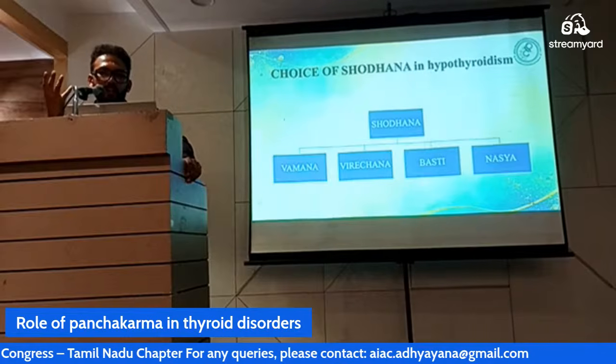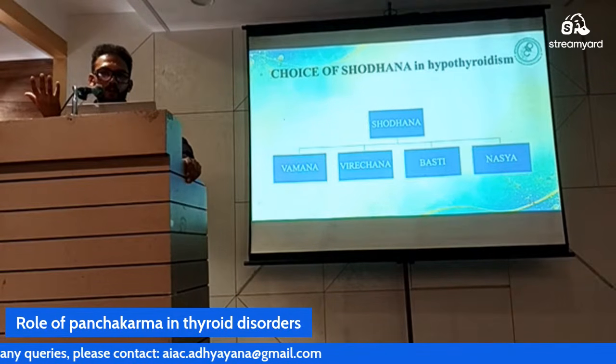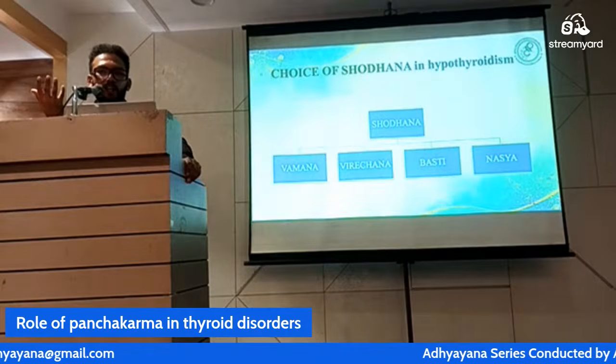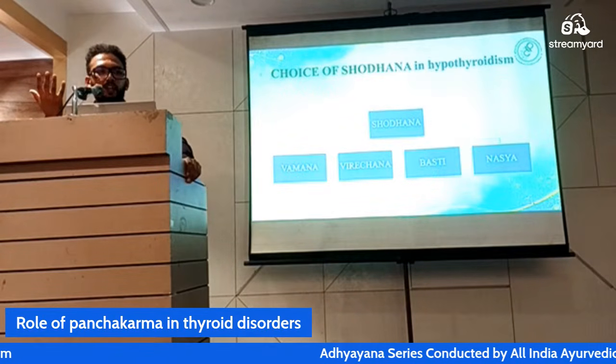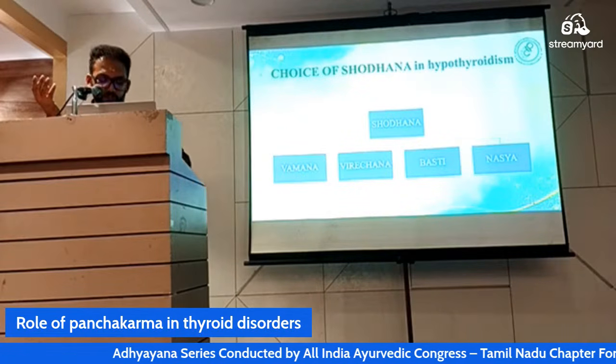That will be the major question. We know Shodhana is to be done, the Acharyas have told. For whom Vamana should be done, for whom Virechana should be done, for whom Basti should be selected, and for whom Nasya should be selected. All the four will work, but how and for whom it has to be selected.